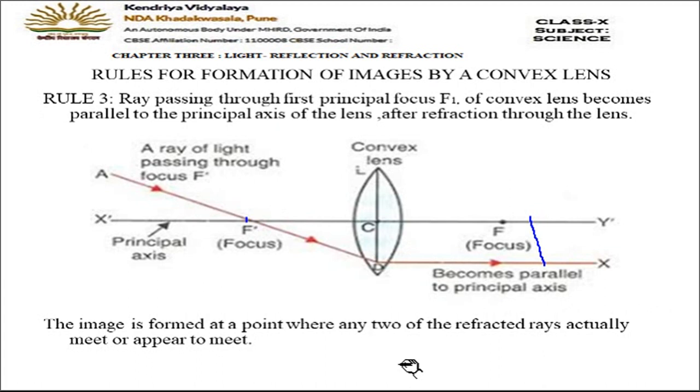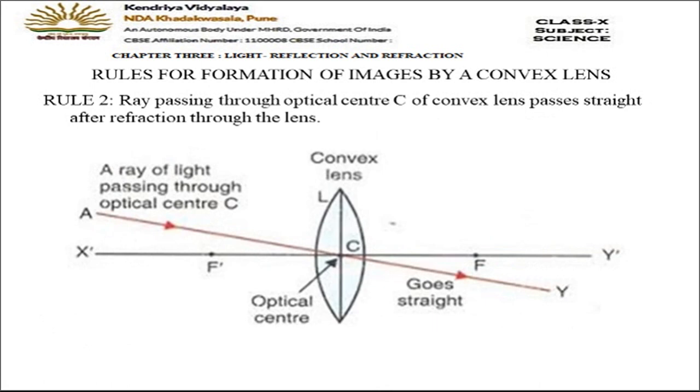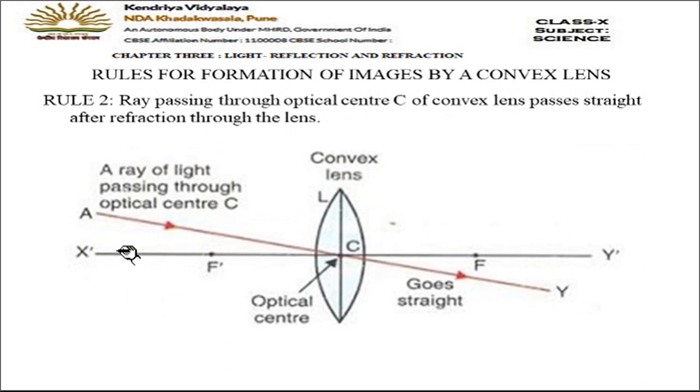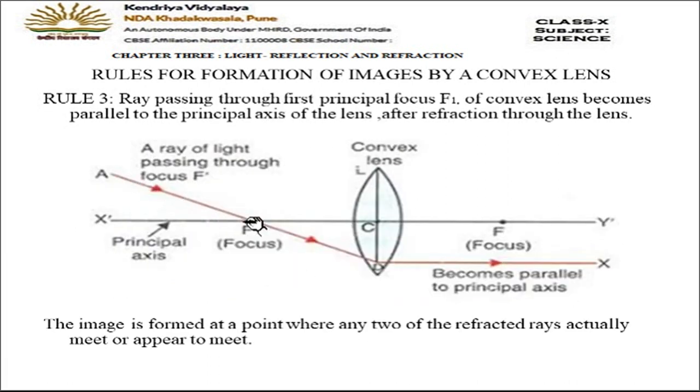So these three rules are there for image formation by the convex lens. These three rules we have to follow and the image formation by the convex lens can be easily understood. Just have a quick look at the rules again. In rule number 1, a parallel ray passes through the lens and after refraction passes through the principal focus on the other side. In rule number 2, a ray of light passes through the center of the lens and goes straight. There will be no refraction. And in rule number 3, if a light ray passes through the focus, then after refraction it becomes parallel. So these three rules we have studied.